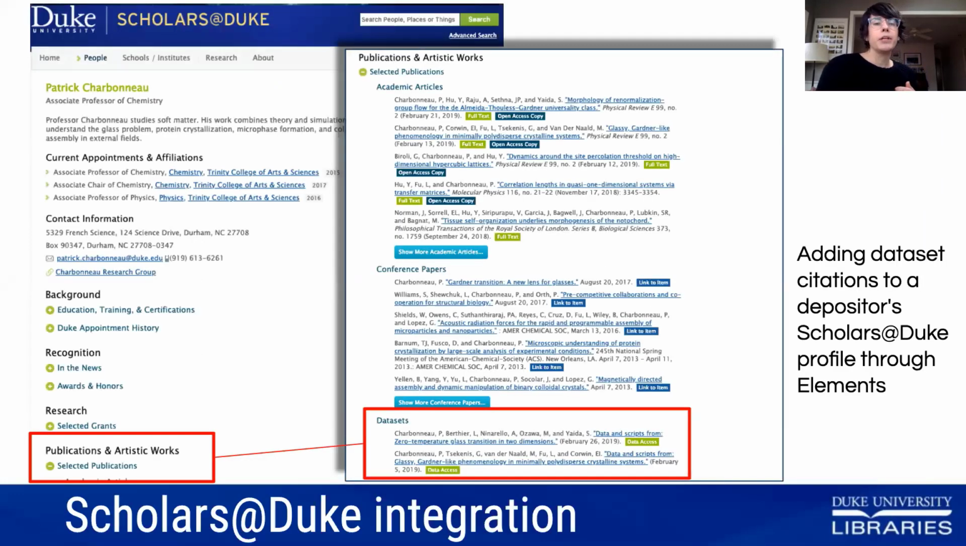Once the data are published, the curation team is also going to add a citation to the depositor's Scholars at Duke profile. This is currently a pretty manual process, but in the future we really hope to better integrate the research data repository with Elements, which is the software that powers Scholars at Duke, as well as with our open access publication repository, DukeSpace, and really highlight those connections between datasets and their related publications.